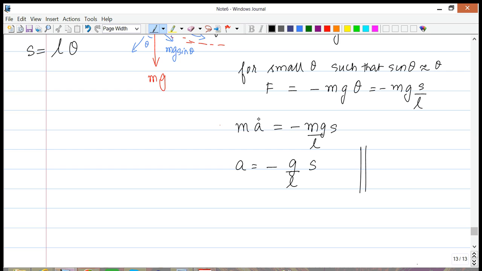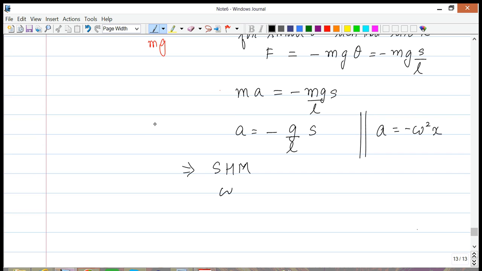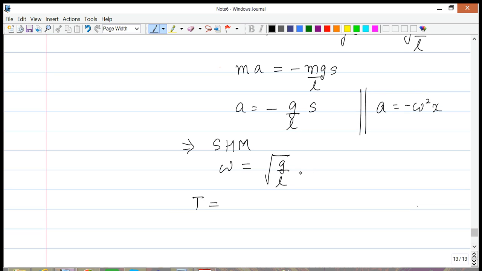If we compare this with a equals negative omega squared times x, we see that this equation is nothing but that of a simple harmonic oscillator, with omega equals square root g over L. And once you know omega, we know everything else. Write down what T is. Pause the video, see if you can write T correctly, and I'll move on.